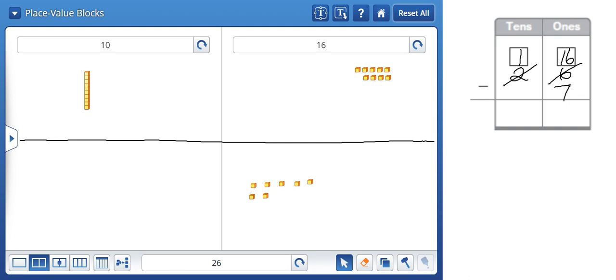And I have one rod for the tens place, and I have 5 plus 4, 9 units. So 26 minus 7 is 19.